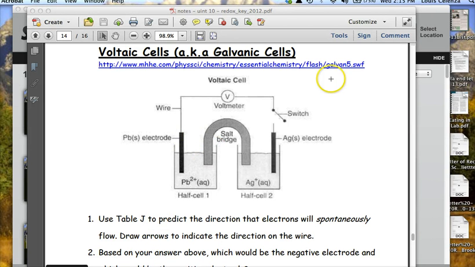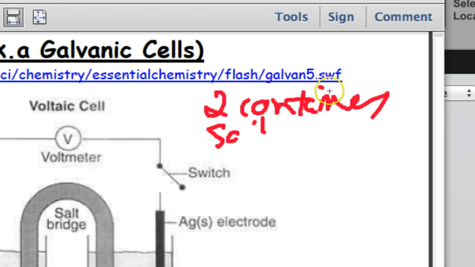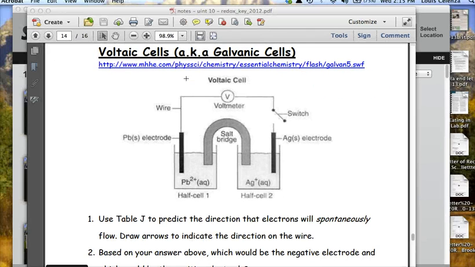First of all, you're going to notice that it has two containers. That's an indication that it is a voltaic cell. Also, it has a salt bridge. That only occurs, again, in a voltaic cell. So these are two ways to differentiate between the galvanic or voltaic cell, which are the same thing, and the other, the electrolytic cell. And we'll get into that later on. So let's quickly run through this.